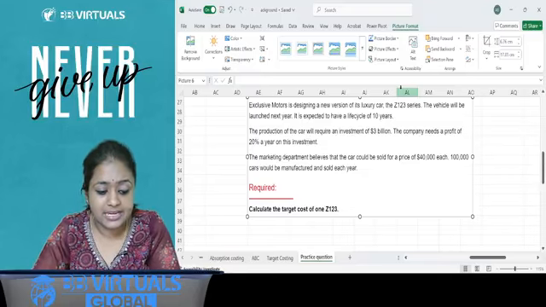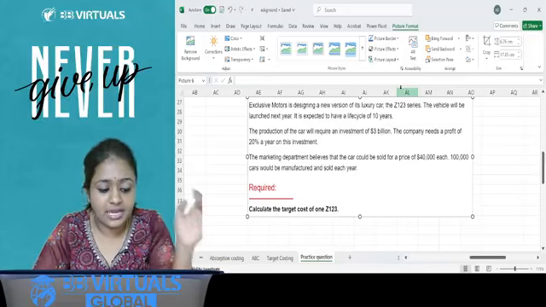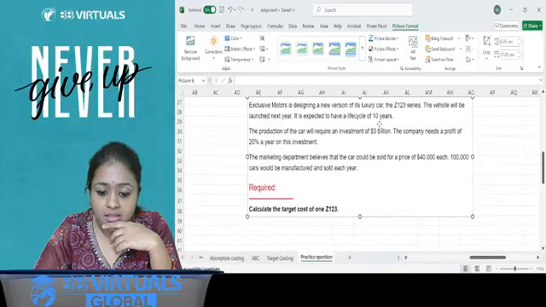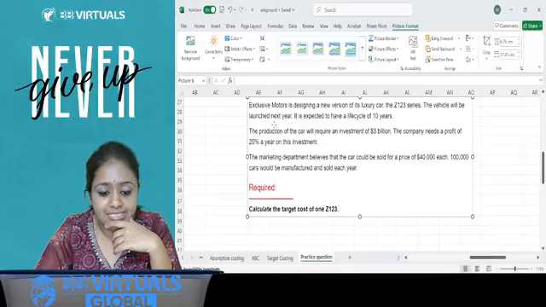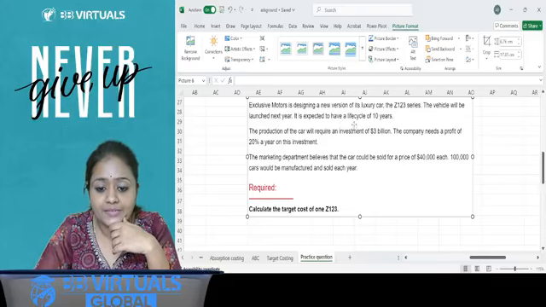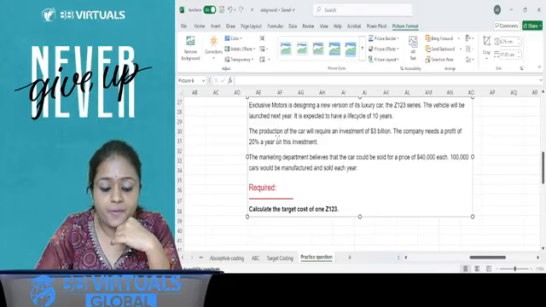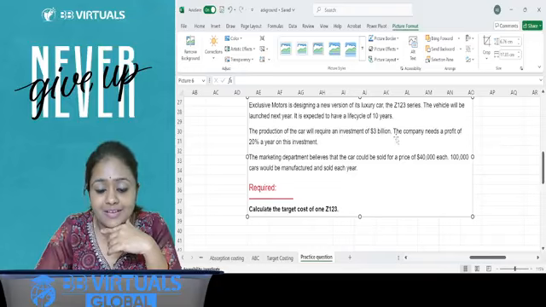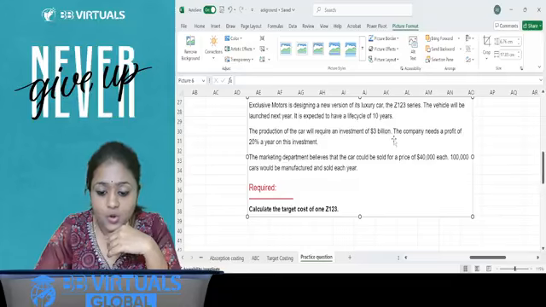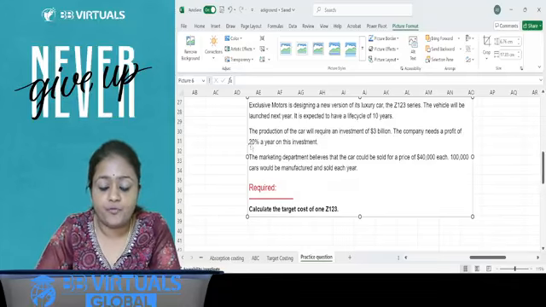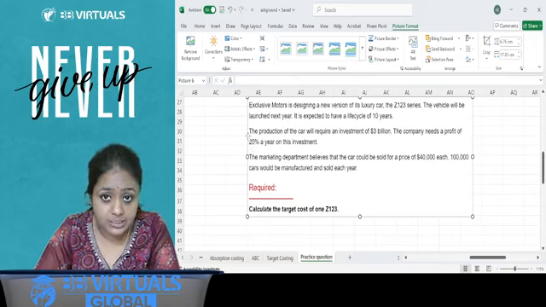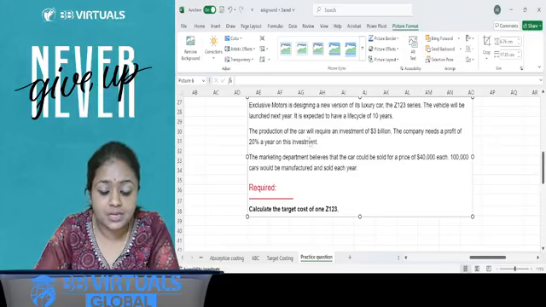So now they are designing a new version of its luxury car, the Z123 series. The vehicle will be launched next year. It is expected to have a life cycle of 10 years. The production of the car will require an investment of 3 billion. Okay, 3 billion is the investment required. The company is needing a profit of 20% a year on this investment. So the profit desired is 20% of 3 billion.